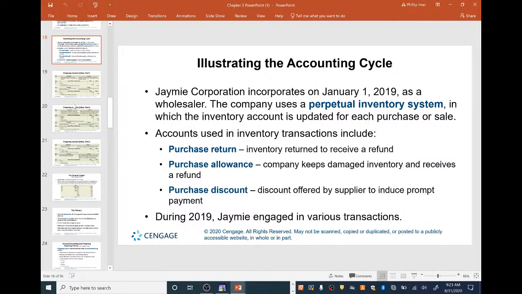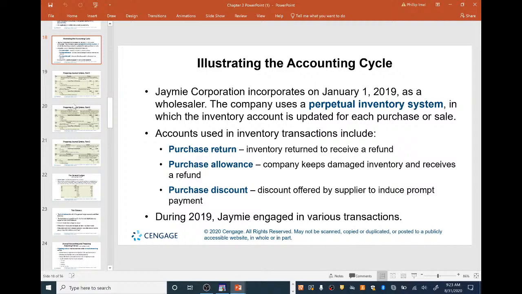So what are going to be some of the accounts that we're going to be concerned with involving inventory transactions? Okay, so accounts used in inventory transactions are going to include purchase returns. What do you think purchase returns would be? Okay, so this is going to be inventory returned to receive a refund. So say if you purchase a pair of shoes from a store and you're just not happy with them, okay? And you haven't worn them yet, and you just say, you know what, I don't want these, I'm going to return them, I'm going to get my money back. So that's what purchase returns are for, okay?